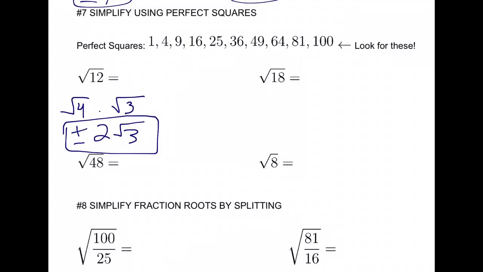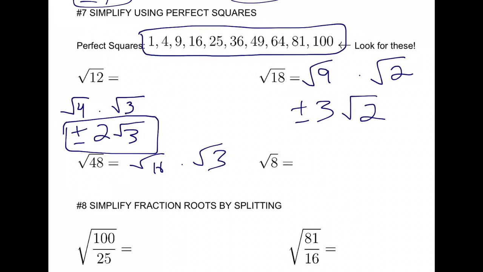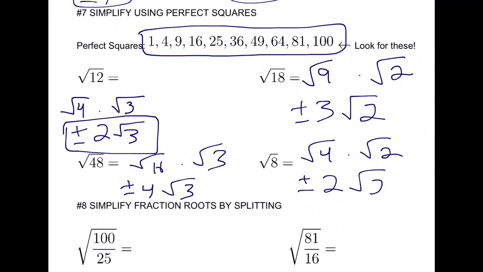The next one, 18. 16 does not multiply evenly into 18, but 9 does. So this becomes root 9 times root 2, because 9 times 2 is 18. And why 9 instead of something like 6 and 3? Because 9 is a perfect square. Again, we can only look for factors that are on this perfect square list. So this becomes plus or minus 3 root 2. 48 becomes root 16 times root 3, or plus or minus 4 root 3. Root 8 becomes root 4 times root 2, which simplifies to plus or minus 2 root 2.